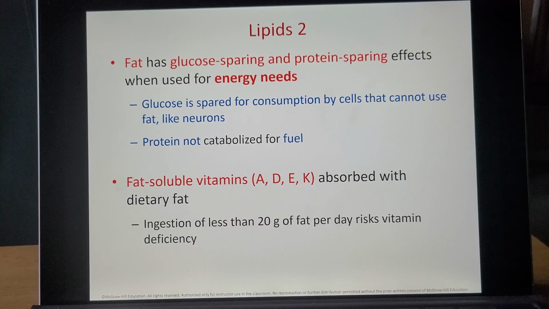Another benefit of our lipids is they're necessary for absorbing some of our vitamins. So A, D, E, and K are the fat-soluble vitamins. So in order to take advantage of these vitamins that you have taken in as part of your nutrition, whatever you're eating, making sure that you have fat as part of your meal helps you to be able to absorb those fat-soluble vitamins, because if not, then they're just not going to be able to be absorbed.